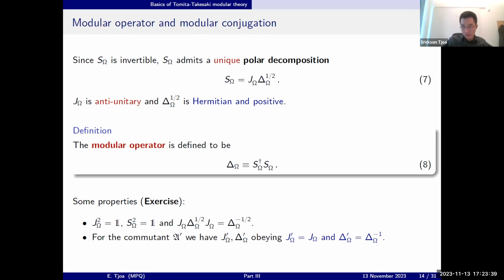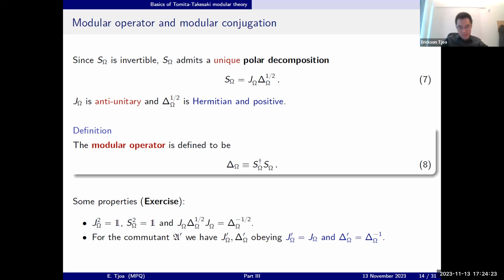And polar decomposition of an anti-linear operator is going to give you a J, which is anti-unitary, anti because of the anti-linearity, and delta to the 1/2, which by convention is Hermitian and positive. So you can think of this like a matrix version of writing a complex number as r times e to the power i theta, right? That's the definition of polar decomposition. And that delta there is the definition of the modular operator. And you can define this to be basically S dagger S, right? Because you can just take equation 7, Hermitian conjugate, and multiply them. So the modular operator is defined by this operator, and you can check some properties.